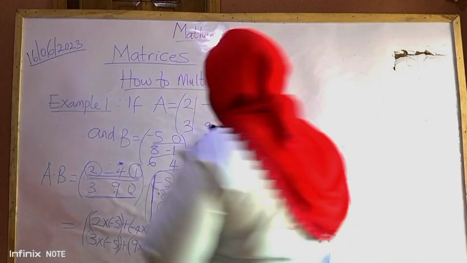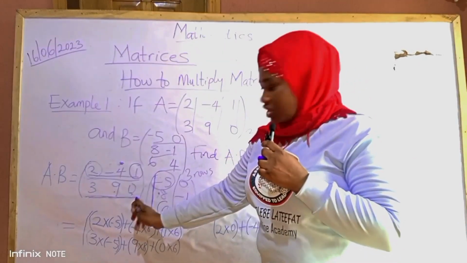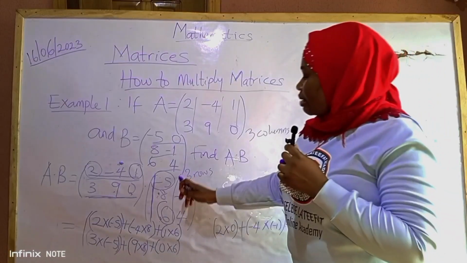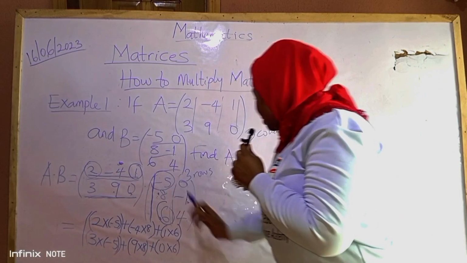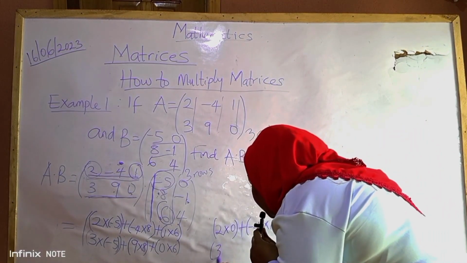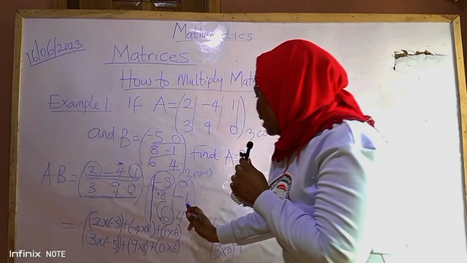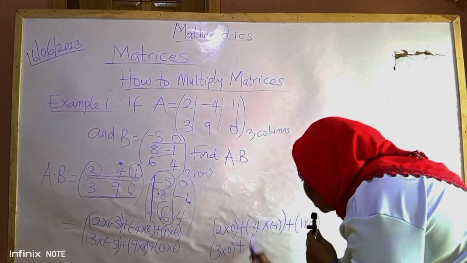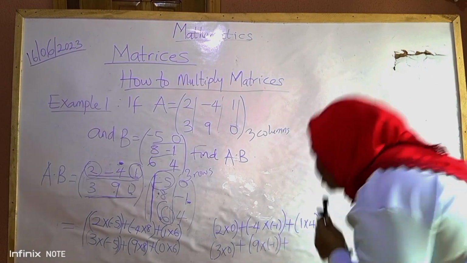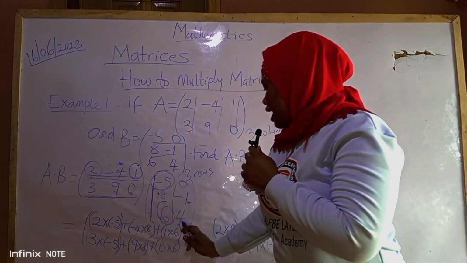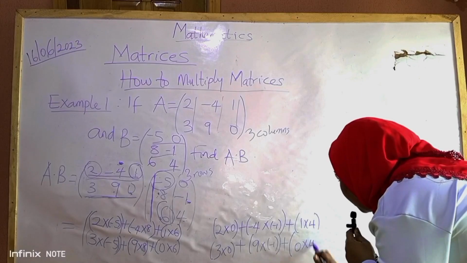Now I'll go to this side. This second row of the first matrix is multiplied by the second column of the second matrix. So I have 3 multiplied by 0, plus 9 multiplied by minus 1, plus 0 multiplied by 4.